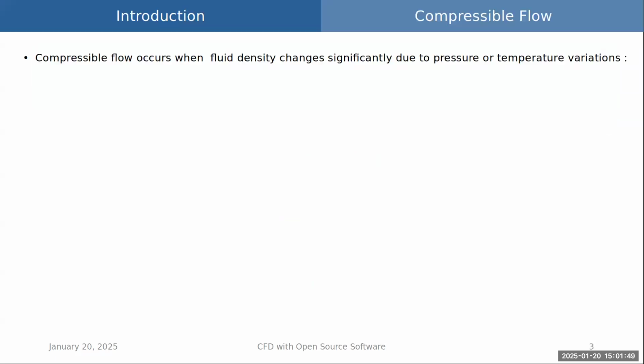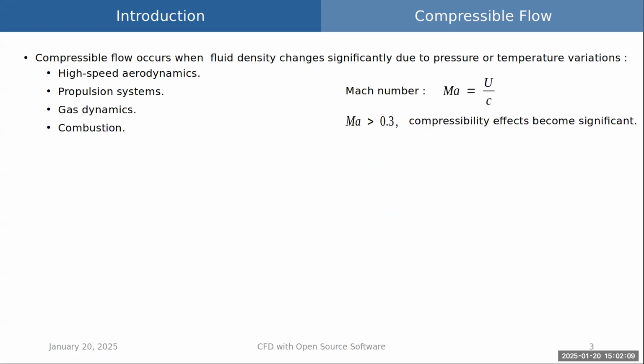First, I want to define what compressible flow is. It occurs when the fluid density changes significantly due to variation in pressure or temperature. This phenomenon is very important in high-speed aerodynamics, propulsion systems, gas dynamics, and combustion in general. There is a key parameter that we use, called the Mach number. It's defined as the ratio of the flow velocity to the speed of sound. We say that when the Mach number is bigger than 0.3, the compressibility effects become significant, and we cannot neglect them anymore.